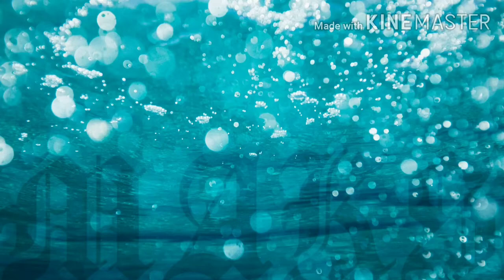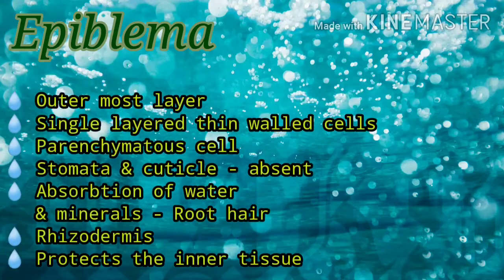The first layer in the TS of monocot root is the epiblemma. Epiblemma is the outermost layer which has single layered thin walled cells, made up of parenchymatous cells. Cuticle and stomata are absent in this layer. Root hair is present which helps in the absorption of water and minerals. It is also called a rhizodermis, which helps in the protection of inner tissues.